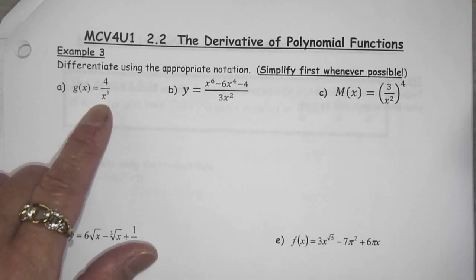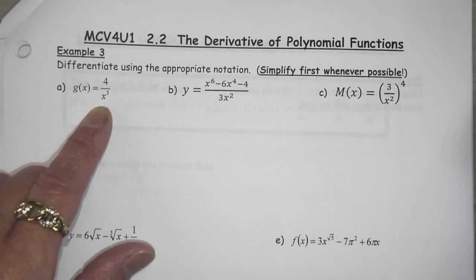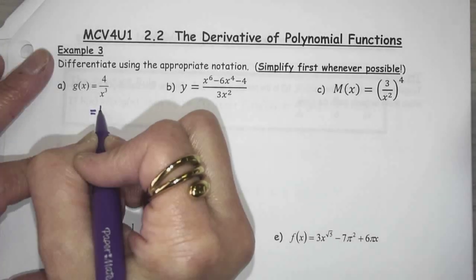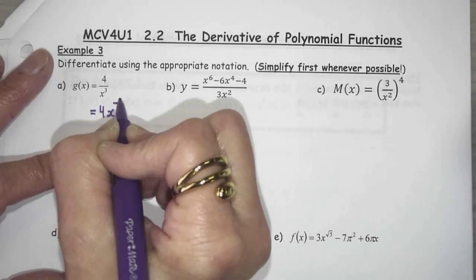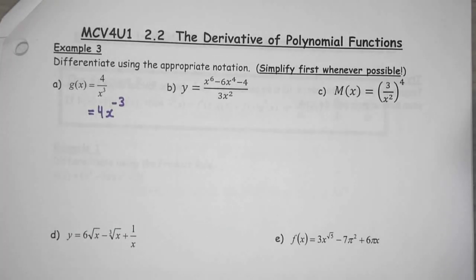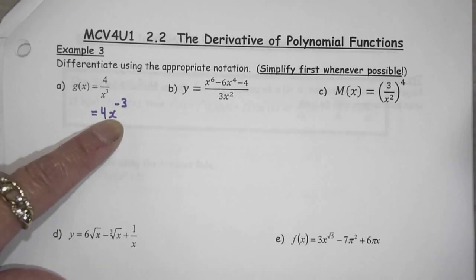So if I had 4 over x cubed, you cannot do this question because it's division. So you have to change it to 4x to the negative 3. That's all. So when we were changing on the other page, we were changing it from a negative to a positive. I want you to undo it. Change it back to 4x to negative 3.